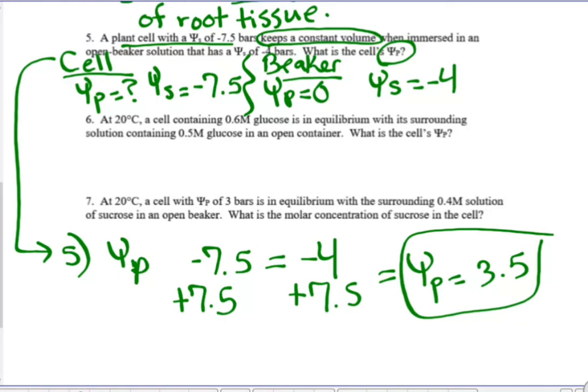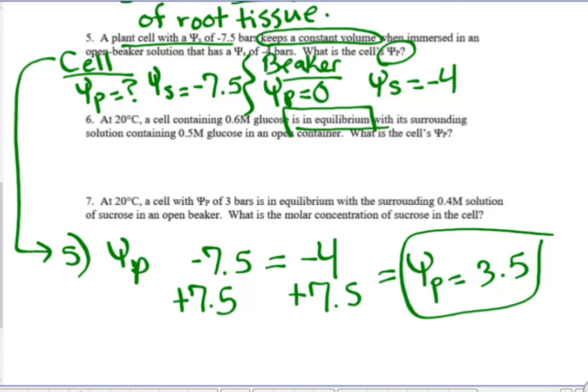Moving on to question 6. Question 6 is going to be set up the same way, but it's a more advanced problem because, as you can see, you've not been given your solute potential. It's worded a little bit different. Here it tells you the cell containing 0.6 molar glucose is in equilibrium with its surroundings. That's the same as saying the water potentials are going to be equal to each other. Again, I strongly recommend doing an inventory, writing down all the information that's been given to you and everything that you're going to need to find.